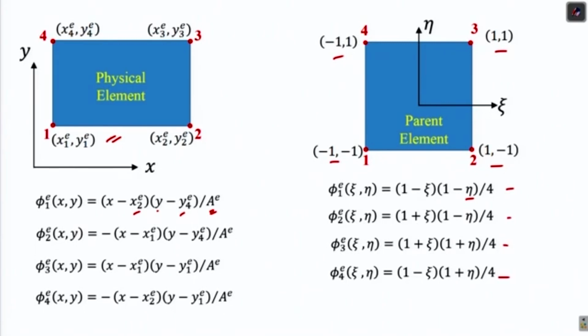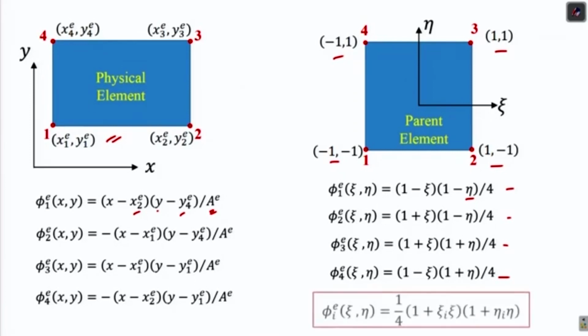Now if we substitute at every node and check, we will see that these shape functions satisfy the Kronecker delta property and the partition of unity property. So, combined, if you have to write the shape function, it is like this, where xi_I and eta_I are the coordinates of the ith node.